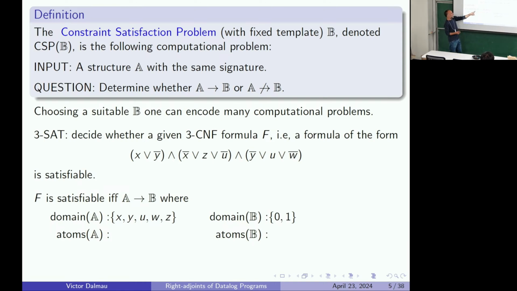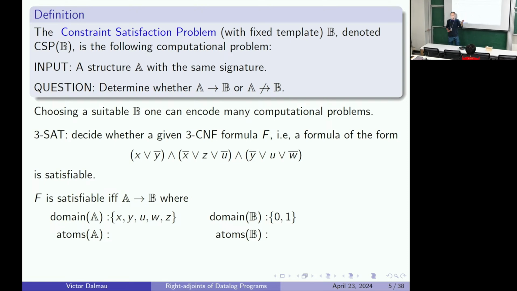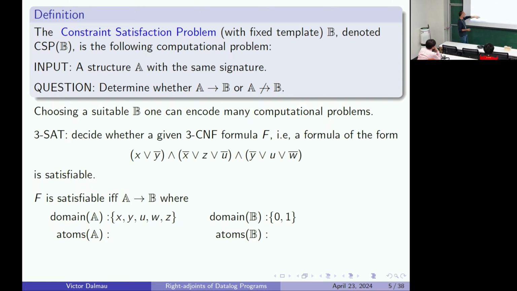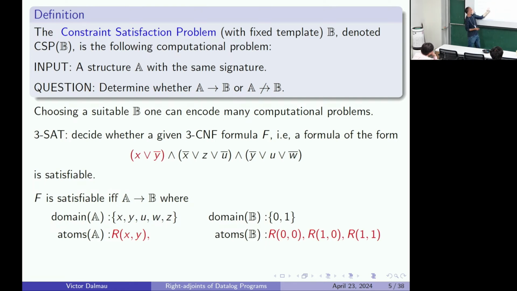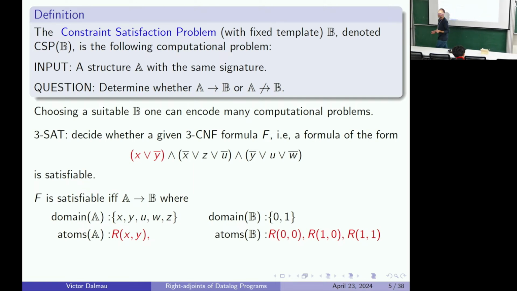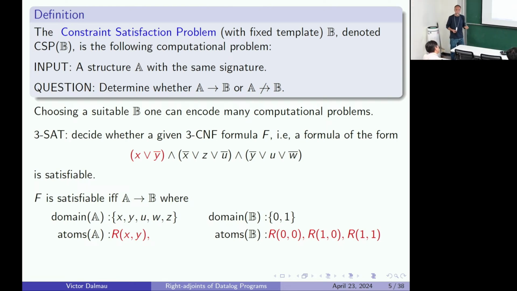You make A to be all the variables that appear in your formula. You make the domain of B to be {0, 1}. So now mappings from here to here correspond to assignments. And now we will build the atoms in such a way that only the satisfying assignments will be homomorphisms. To do that, you go clause by clause. You take this clause here, and you introduce in your signature one symbol. Here you have the variables that appear in the clause, and here you have all the valid combinations of assignments for that clause.